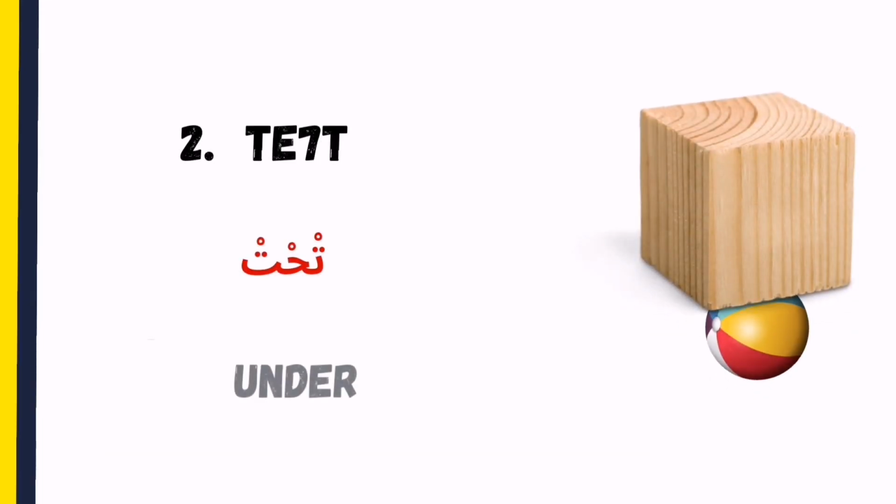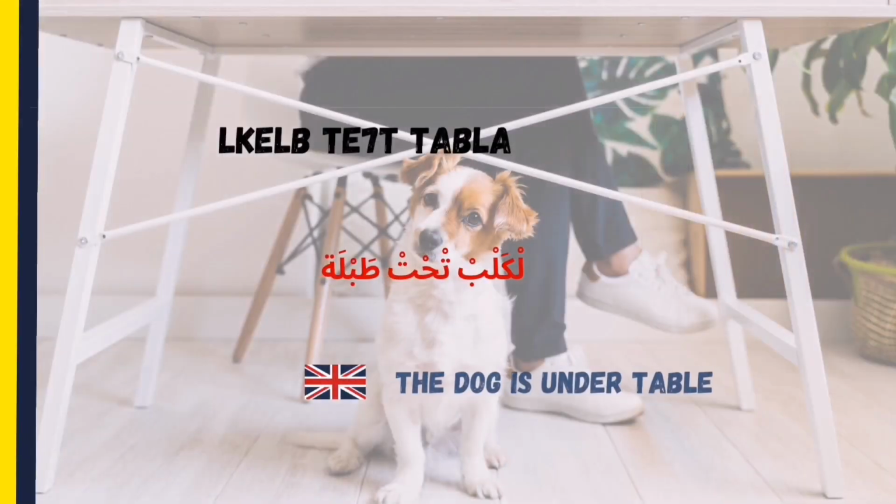تحت. تحت, which means under. Let's put it in a sentence. الكلب تحت طاولة. Again, الكلب تحت طاولة. The dog is under the table.